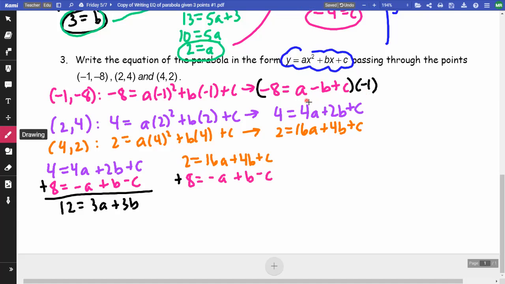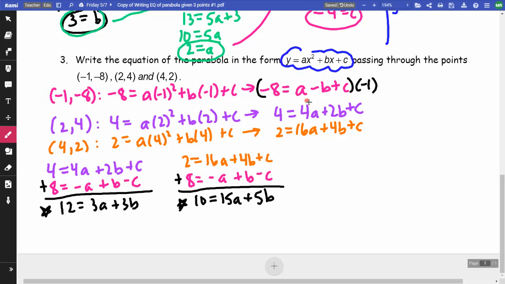I'm going to add those together and I get 10 is equal to 15a plus 5b. And then my c's are going to cancel. So this is the system that I'm going to be solving now: 12 equals 3a plus 3b, and 10 equals 15a plus 5b. I could divide both of them by, not by a, by 3, and make them smaller. That's what we did in class.